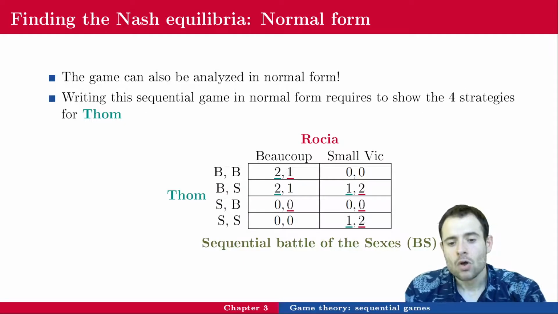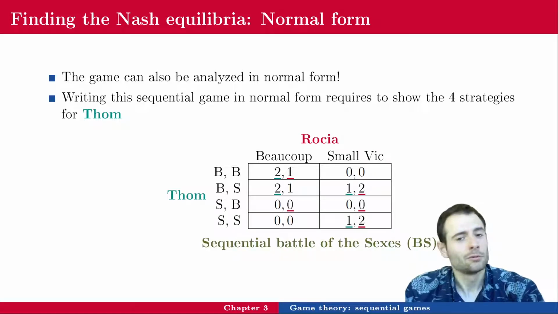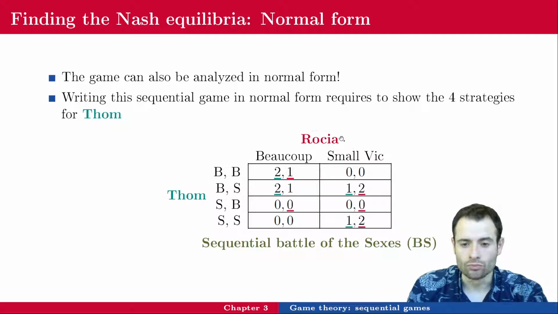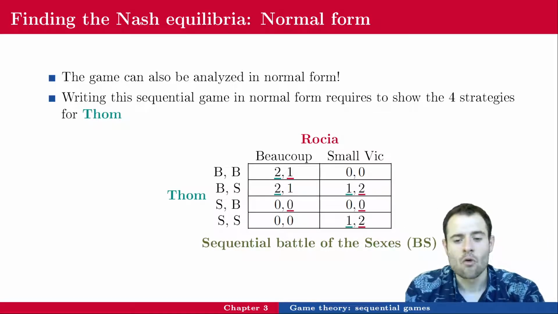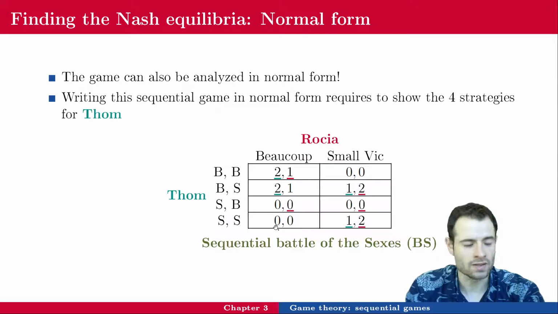Now, if you want to find the Nash equilibria, proceed cell by cell. If Rosia goes to beaucoup, as long as Tom goes to beaucoup, it's a best response. There are 2 such strategies. That's pretty much the first statement I made in words, but now represented in the normal form. So you can underline 2 and 2, which are higher than 0 and 0. 2 best responses, because they yield the same payoff.